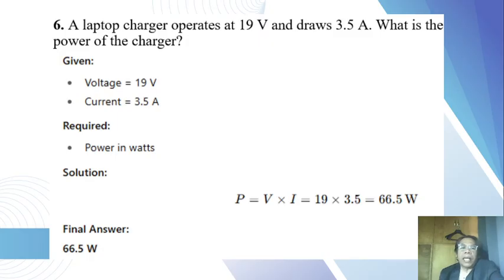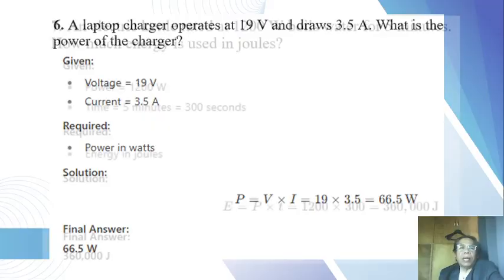Given the voltage 19 volts, and current is 3.5 amperes, and required is power in watts. So the formula that we're going to use is P equals VI. Substitute the given data. The answer is 66.5 and the unit is in watts.